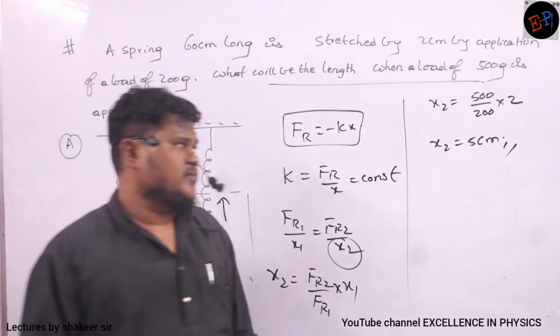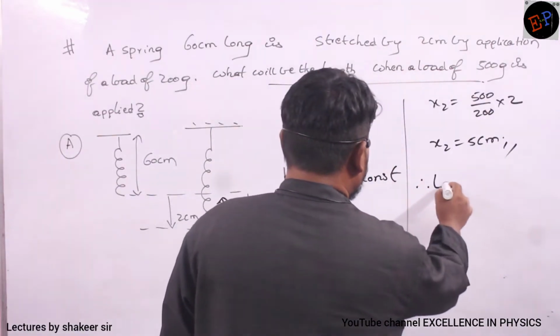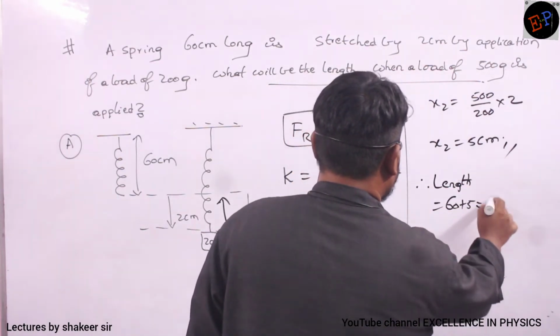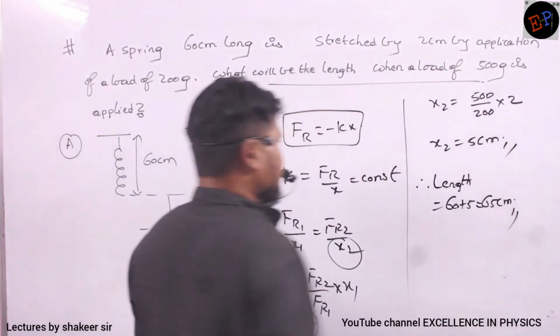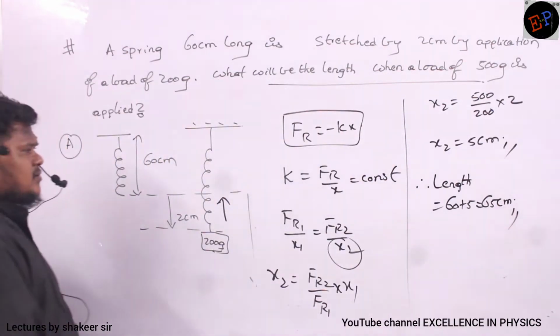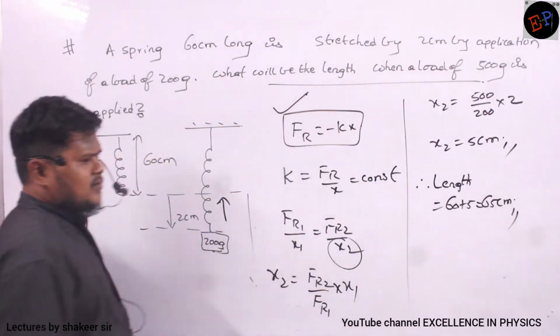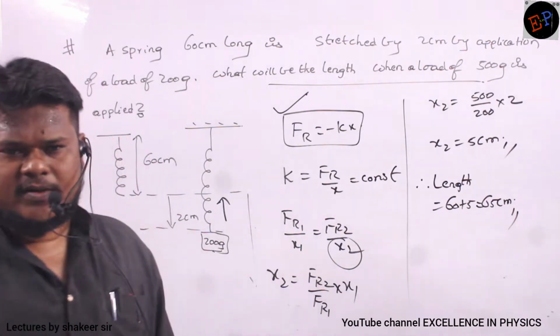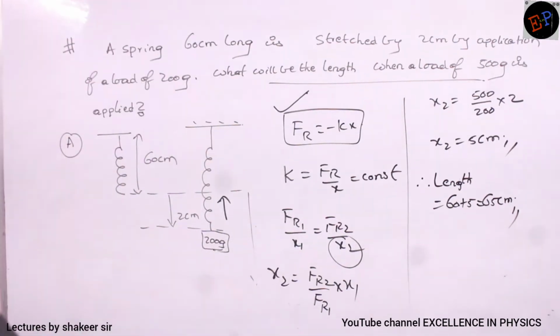Okay, so what is the total length? Total length only he is asking: 60 plus 5 is equal to how much? 65 centimeters. Is it clear? So by using which concept have we done this? The concept of restoring force developed in a spring. Previously we did it by using Young's modulus. Okay, that's it, very simple.